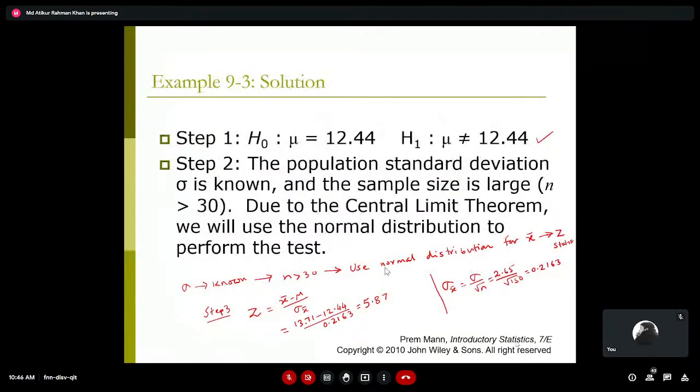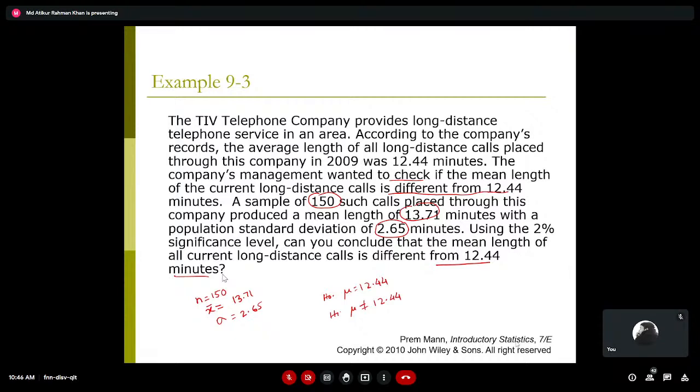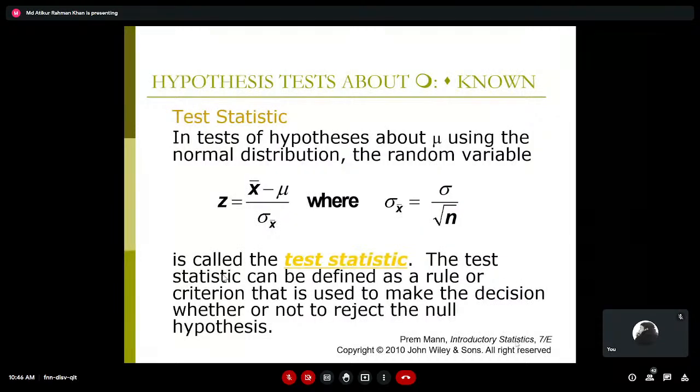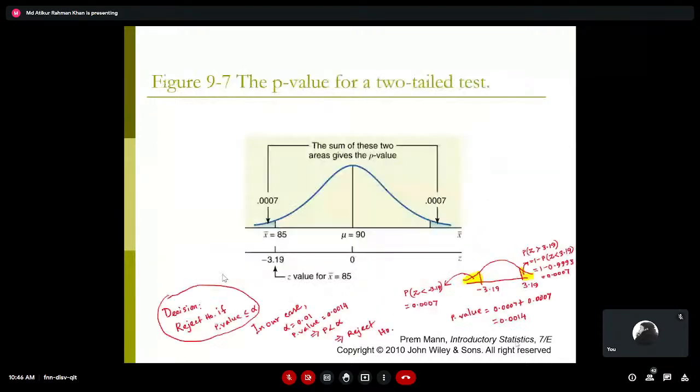Whatever we have done so far until this point, we found that sigma is known. But what happens if sigma is unknown? Procedures are exactly the same. The only difference is in the distribution. Even step 2 is the same, but we do not use Z. We use T. Let's see. Here it is.